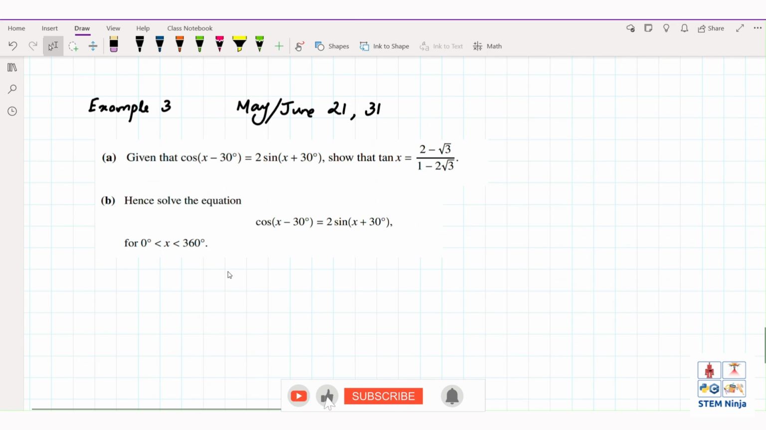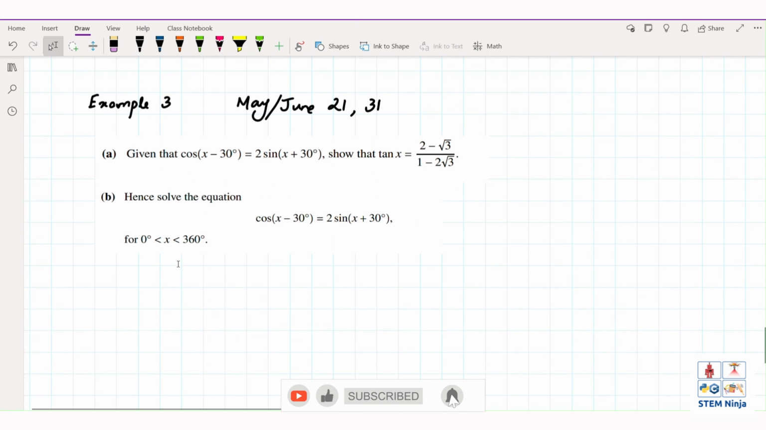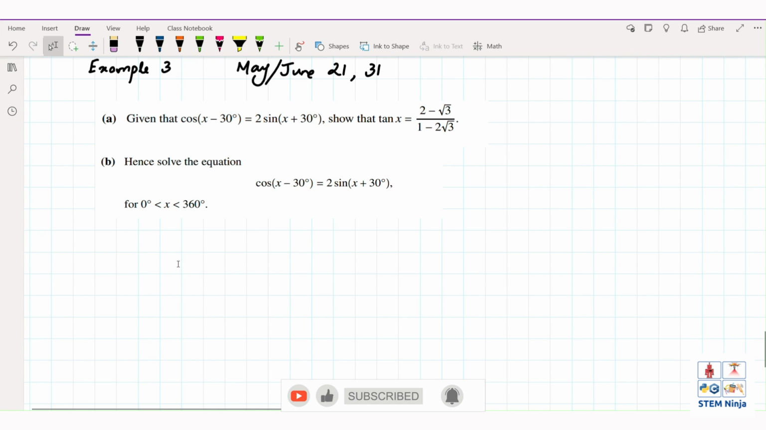Now let's see another example. Part A: given that cos of x minus 30 is equal to 2 sine of x plus 30, show that tan x is equal to this expression. Okay, so let's see this.